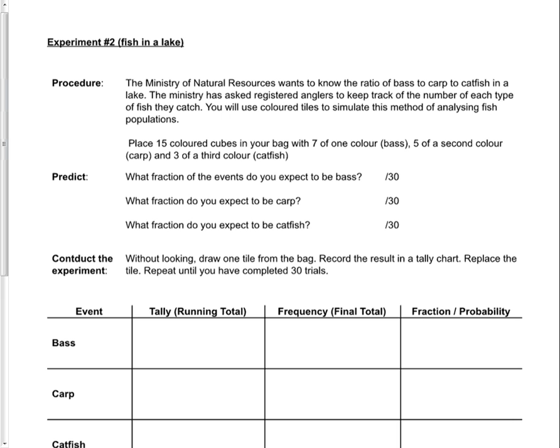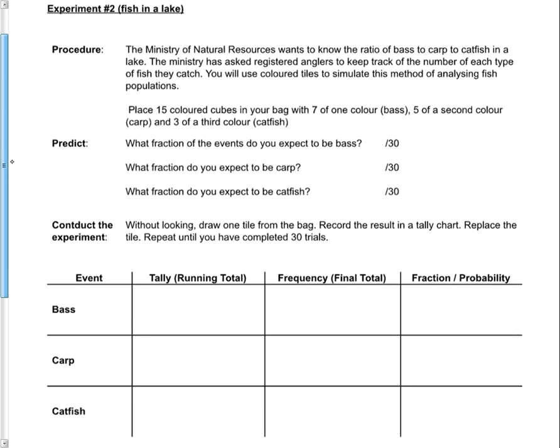So we're going to run a second experiment. This time we've got fish in a lake. The Ministry of Natural Resources wants to know the ratio of bass to carp to catfish in a given lake, and so they ask registered anglers to keep track of their fish. We're going to use colored tiles to simulate this particular method for figuring out fish population.